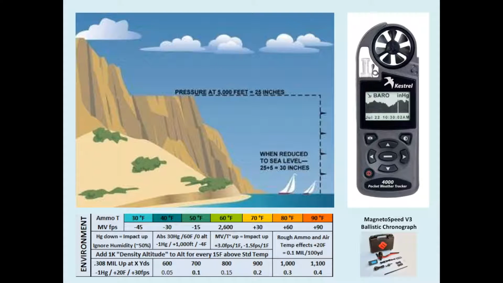So let's look at the density altitude. If we stay at sea level, the pressure of all the air above us is about 30 inches of mercury equivalent, a column of mercury. And if we go, for example, to 5,000 feet, it's only 25 inches. So the rule of thumb is for every 1,000 feet we go up, the pressure will drop by 1 inch of mercury.